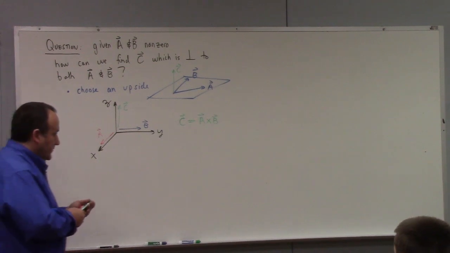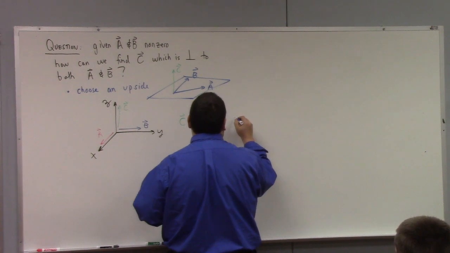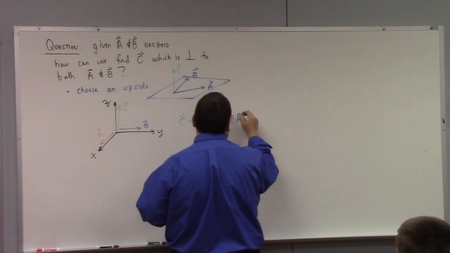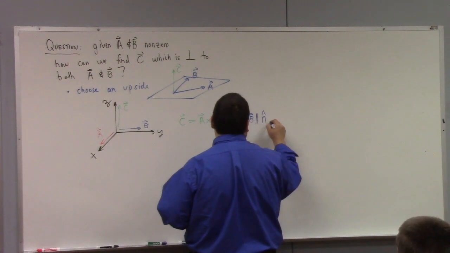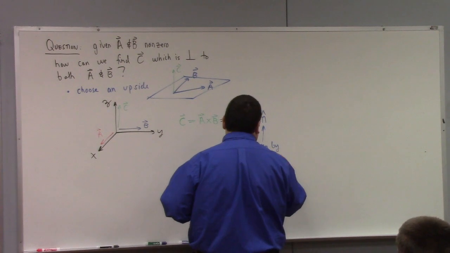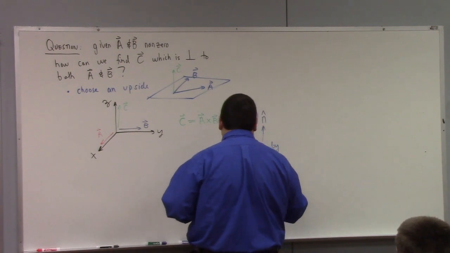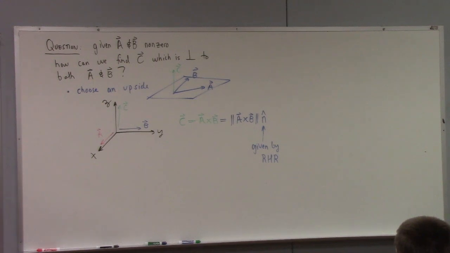Well, that's true. You could write that as the magnitude of A cross B, whatever that is. That's my question, really. And then there's a unit vector. This is given by the right-hand rule that I've been just talking about. But what should the magnitude of the cross product be?